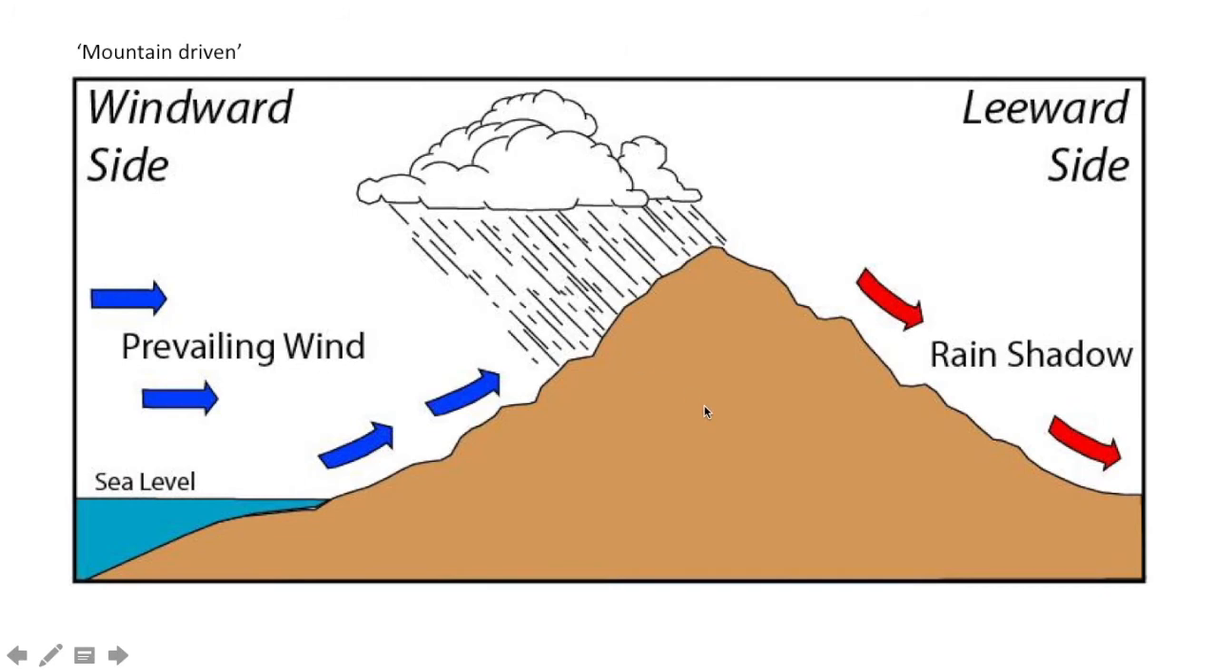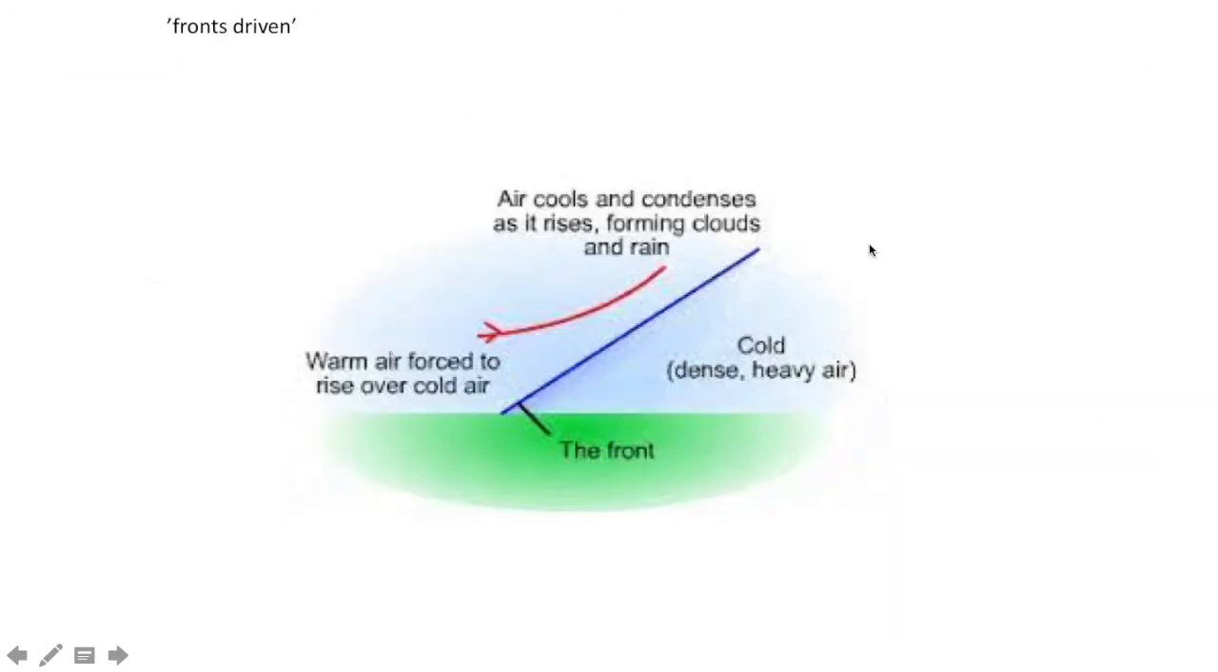Orographic rainfall occurs when moisture-laden air is forced to rise above high ground. As the air rises, it cools and the water vapor condenses to form clouds, then rain, which then falls on the windward side. The other side of the high ground, known as the leeward side, receives very little rain.